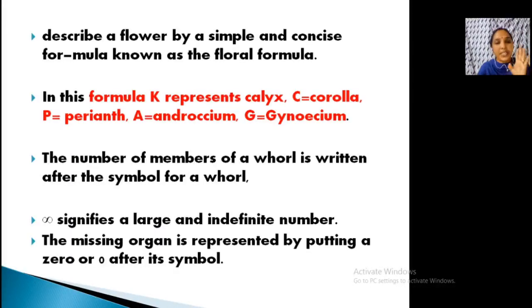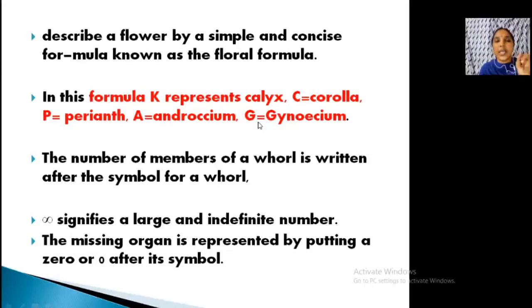It describes in a very simple and concise manner how a flower is organized, that is known as floral formula. In this floral formula, each part is represented by a particular letter. Calyx is the outermost whorl and its unit is the sepal, represented by K. Corolla is represented by C. Perianth, if there is no distinction into calyx and corolla, is represented by P. Androecium is represented as A. Gynoecium is represented as G.